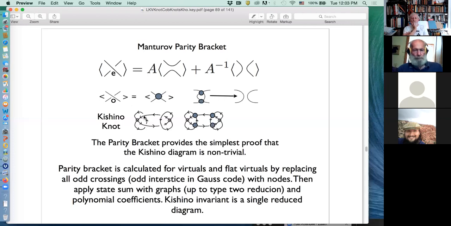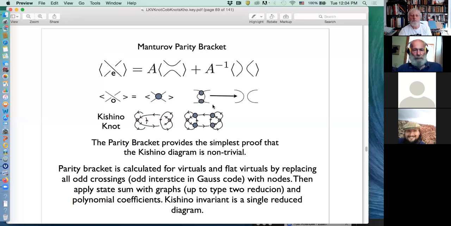So I'm going to nodify all of the odd crossings at once at the beginning, and I obtain a graph which may have some classical crossings in it. And for the classical crossings, I then expand by the bracket. In other words, I take the sum over all the states that can be obtained by smoothing on the remaining crossings after nodifying all the odd crossings. And I get a polynomial generalization where I have polynomials multiplying graphs, a sum of polynomials times graphs. Each graph shall be reduced by a Reidemeister 2 move in this way, if such a move is available.